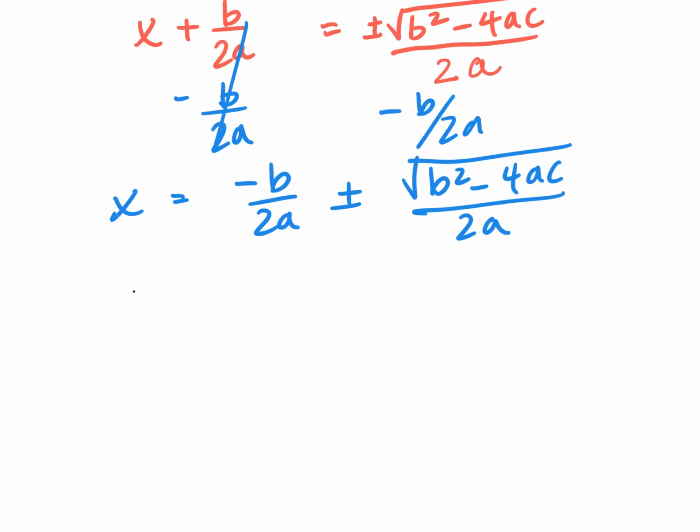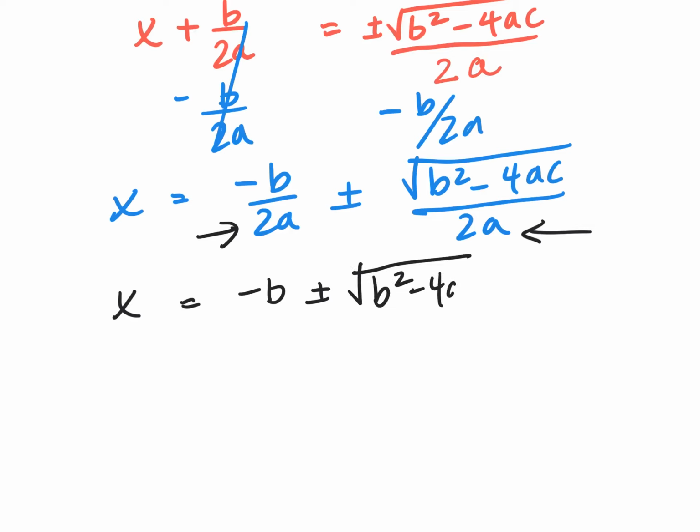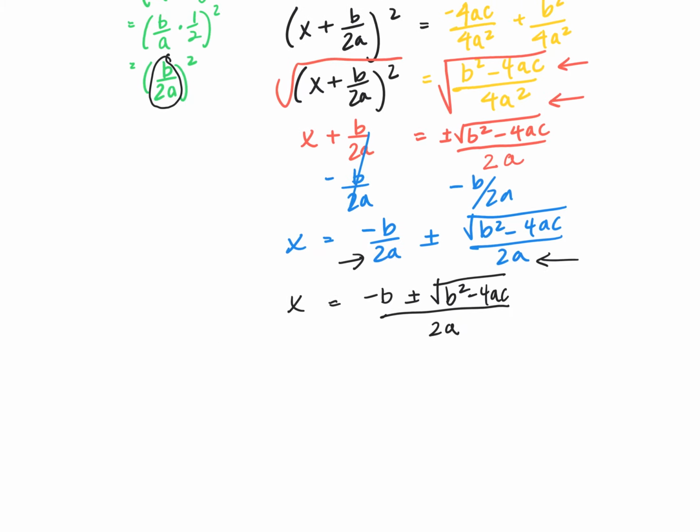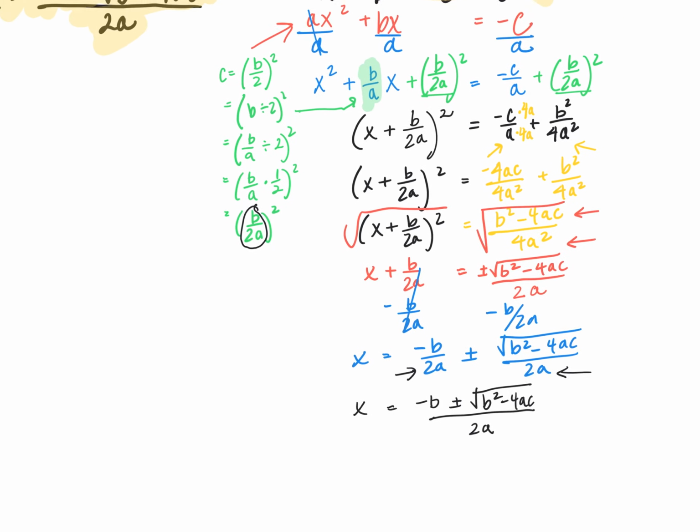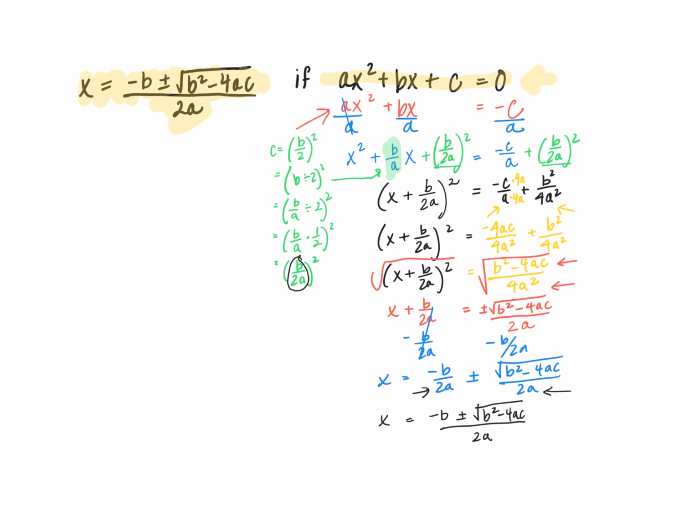The only thing left that we need to do is recognize that we already have common denominators of 2a, so all we need to do is combine the top. So we have negative b plus or minus the square root of b squared minus 4ac all over 2a, and we have the quadratic formula, and this should match what we had when we started right over here. And that is how we derive the quadratic formula from using complete the square.